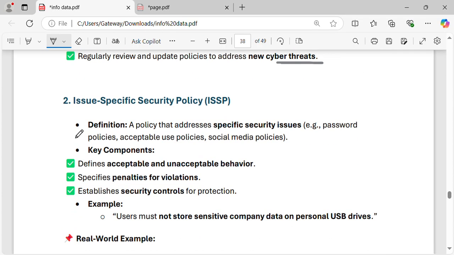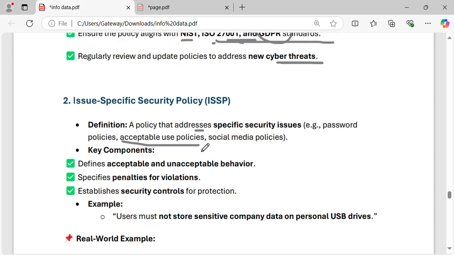Then we have issue-specific security policy, ISSP, a policy that addresses specific security issues like password policies and acceptable use policies. Acceptable use policies mean who can use which thing. It was the principle in which we talked about least privilege and fail-safe defaults. I think that one really refers to this mechanism.